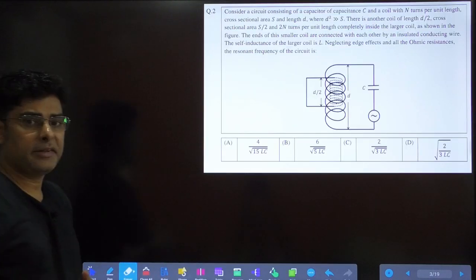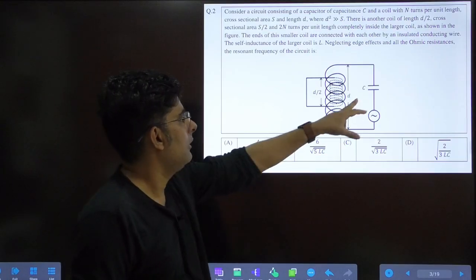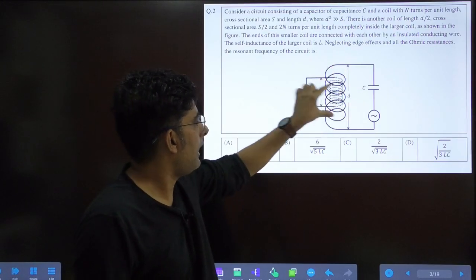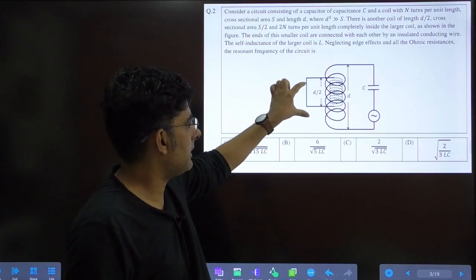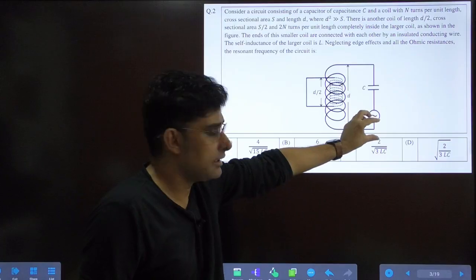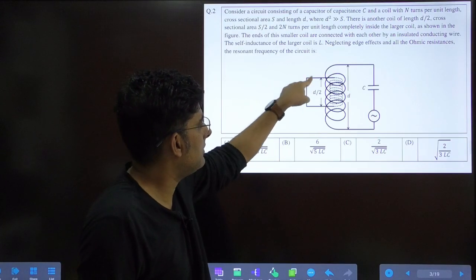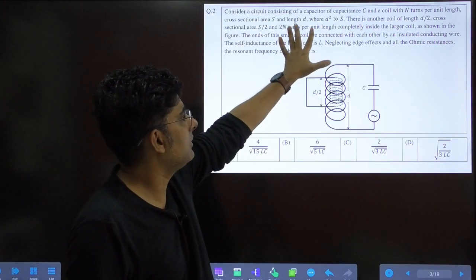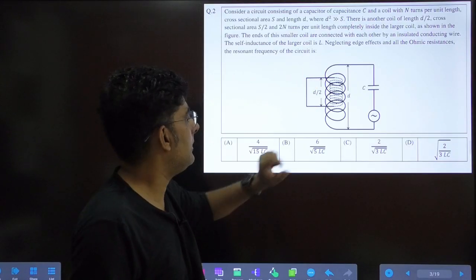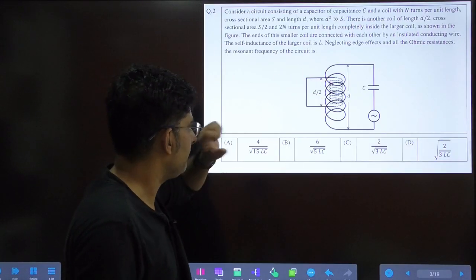Okay, so in the second question, we have a circuit, an outer circuit and an inner circuit. In the outer circuit you can see that there is a capacitor, there is an AC source and there is a coil whose number of turns per unit length is given as capital N, the area of cross section is given as capital S and the length is given as small d.